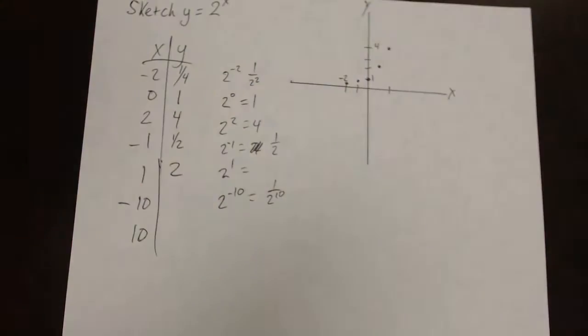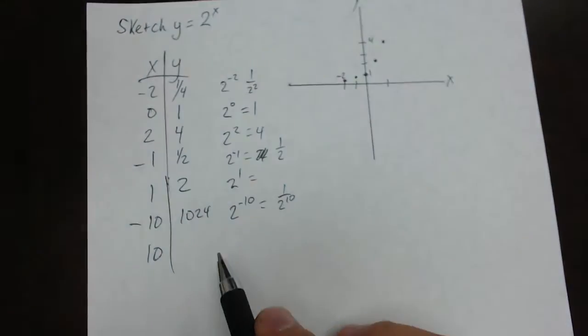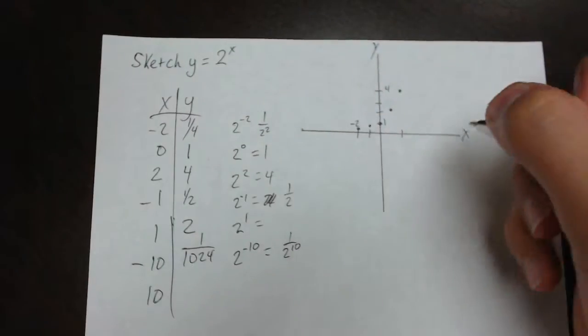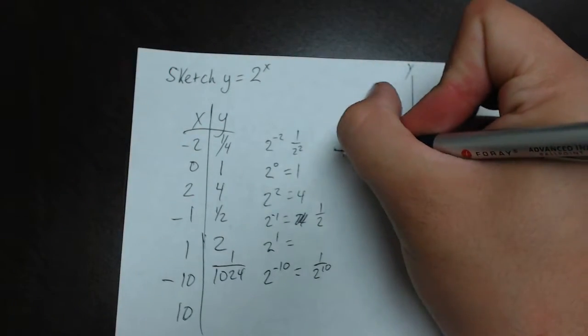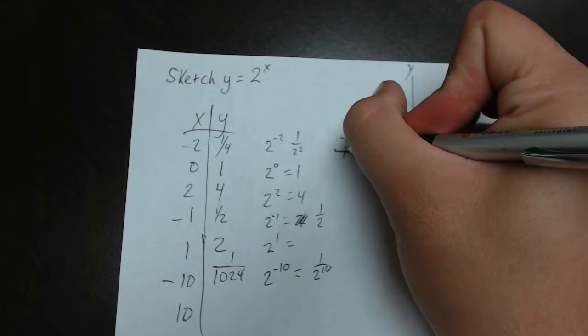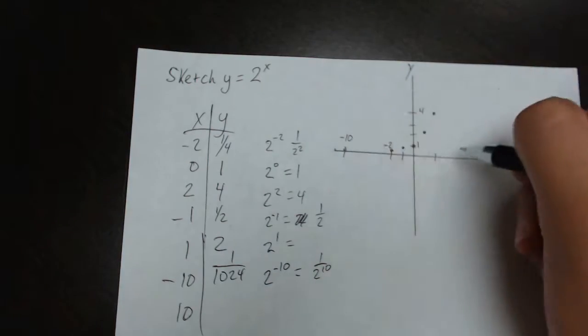Whoa. Okay, way higher than what I was ready to deal with. That was a big jump. So if we go to, now that's 1 over 1,024. So if we go to negative 10, that's really close to 0. It's practically 0, but it's just not there yet. So it's like touching the line.